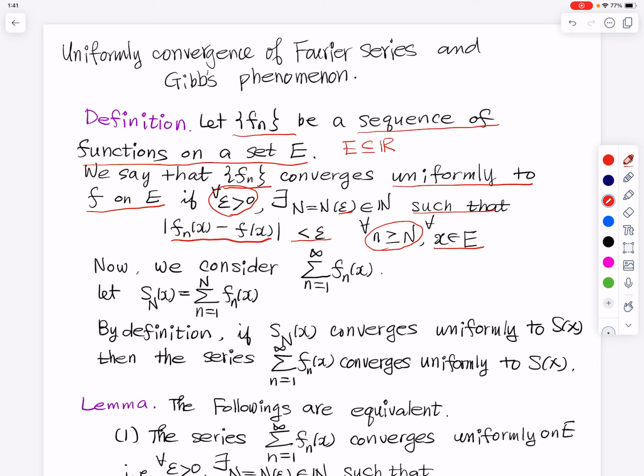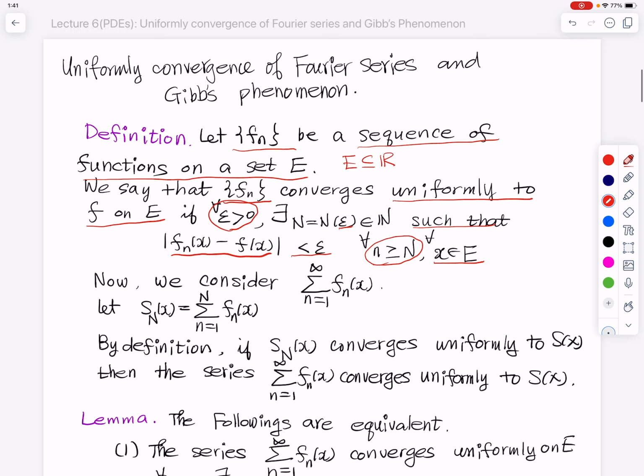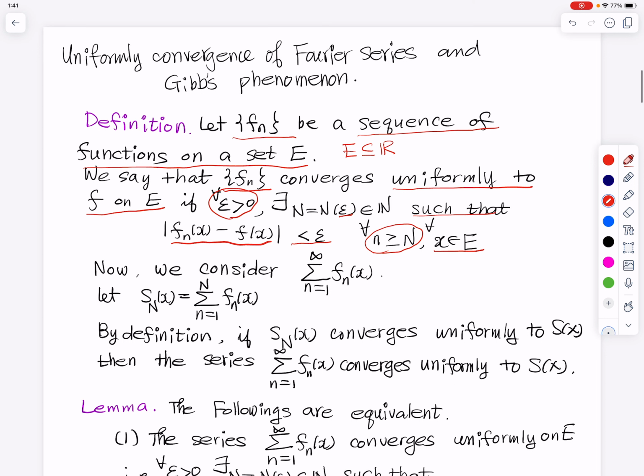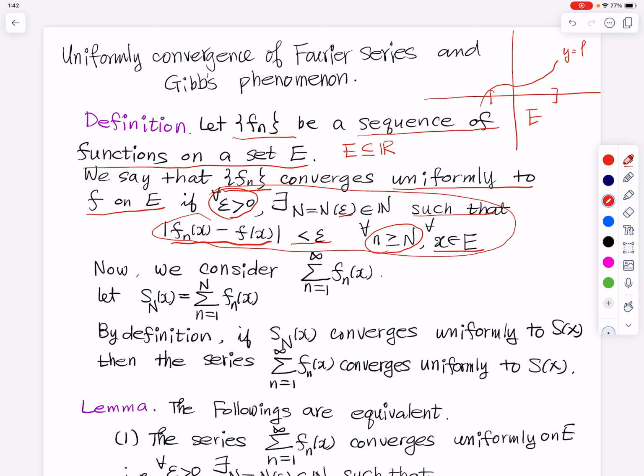Okay, so you can understand uniform convergence as follows. I don't have space, so I can use this one. Suppose you have a function, and suppose this is E. This definition implies the following. Suppose this is y equals f(x), the function.